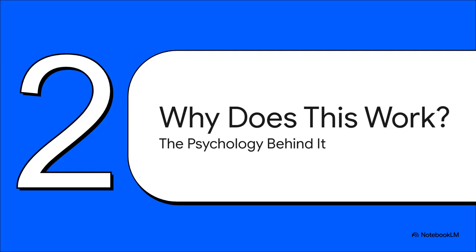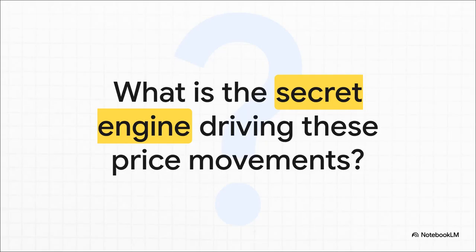Okay, that's the what, but the really big question, the one you're probably asking, is why? Why does this even work? Is it just some kind of magic line on a chart? Well, no, not at all. See, the secret engine driving all of this isn't some super complex computer program. It's way more simple and way more human than that. It's all about market psychology. It really just comes down to how a ton of people all remember and react to the same price levels.